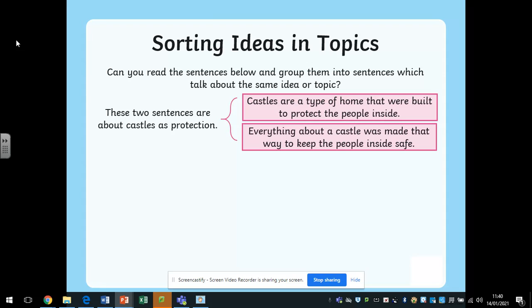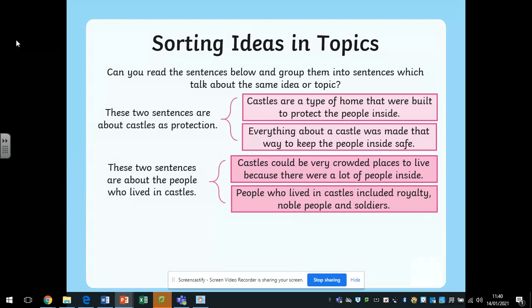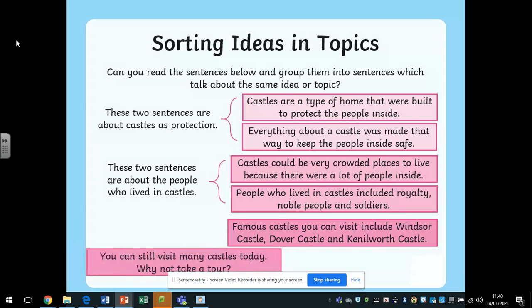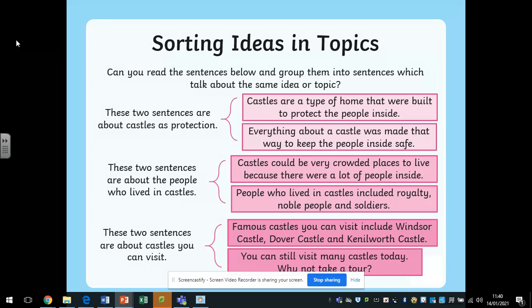These two sentences are about castles as protection. These two sentences here are about people who lived in castles. And these two sentences here are about castles that you can visit. So there's a clear structure to these sentences. Castles are a type of home that were built to protect people inside. Everything about a castle was made the way to protect the people safe inside.